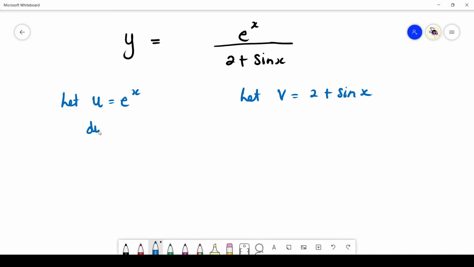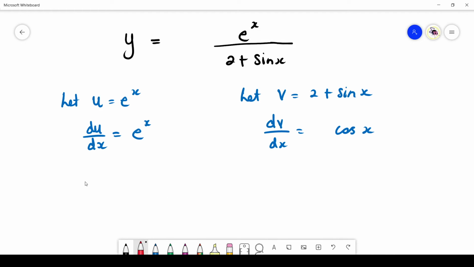So we are going to differentiate u with respect to x, and that just gives us e to the power of x. Next up, we are going to differentiate v with respect to x. Now, our function v consists of a constant and sine x. So when you differentiate that constant, you get 0. When you differentiate sine x, we simply get cos x.